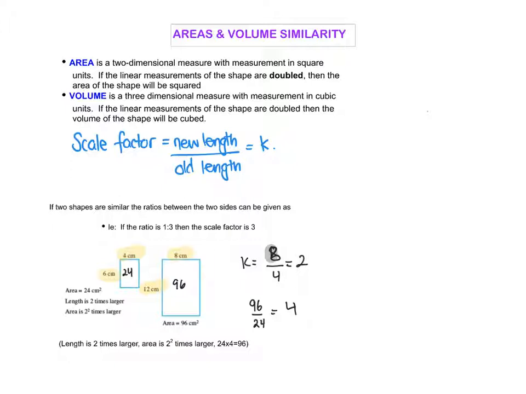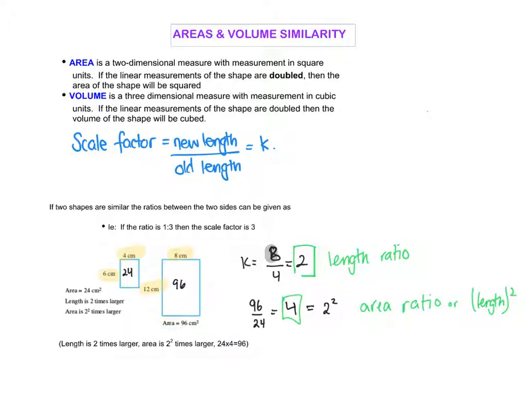Now, if you look at that, 4 could also be written as 2 squared. So what you're going to notice is that this first one is called a length ratio because you're looking at the sides. If you've got a length ratio of 2, when you look at their area ratio, you'll see their area ratio is 4, or you could say it's the length ratio squared. The area is 4 times bigger when the length is only 2 times bigger.